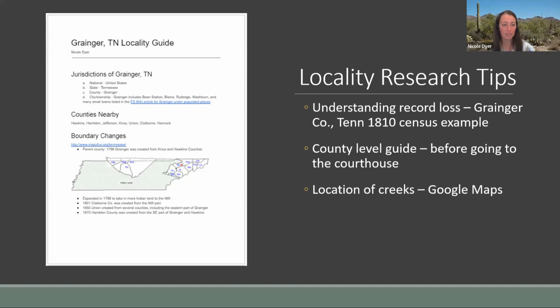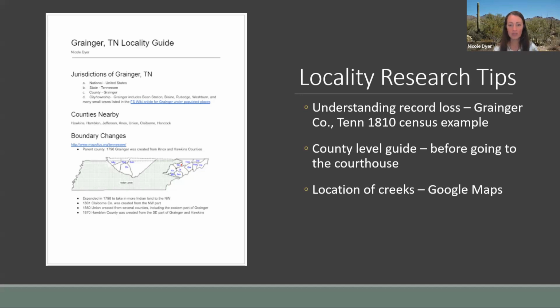Of course, I always do look at the boundary changes on Map of US, however you say it. And that's what you're seeing on my locality guide there, which shows the creation of Granger County in 1796. One of the things that's always really important to do with locality research and making your locality guide is to learn about the record loss, if there was any, and not just to understand when the courthouse fire was or whatever the disaster was, but to deeply understand what records still remain and maybe which ones were lost. And that can become really important as you're writing up your research.